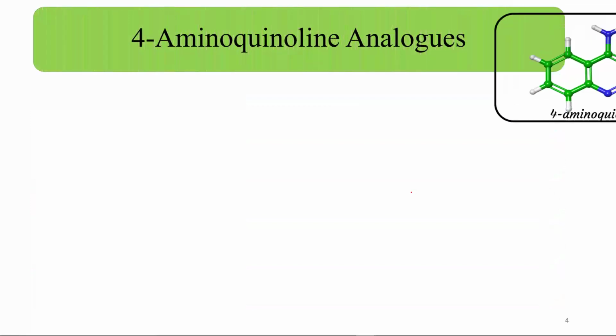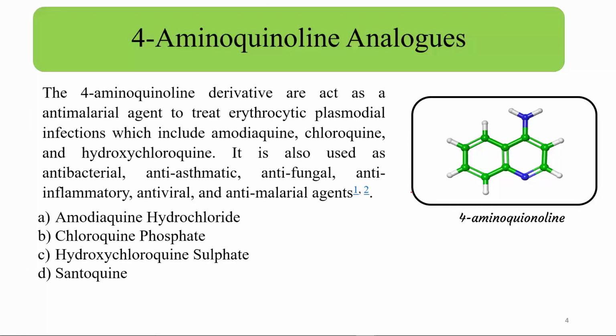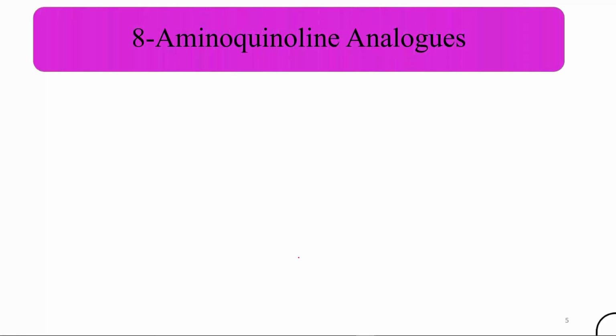In the 4-aminoquinoline analogues, this is the structure of 4-aminoquinoline, and its derivatives act as antimalarial agents to treat erythrocytic plasmodium infection, which include amodiaquine, chloroquine, and hydroxychloroquine. It is also used as an antibacterial, anti-asthmatic, antifungal, anti-inflammatory, antiviral as well as antimalarial agent. The list of such drugs is here. Chloroquine phosphate as well as hydroxychloroquine were previously used in the treatment of COVID-19. In the next slide, we will look at 8-aminoquinoline analogous drugs.